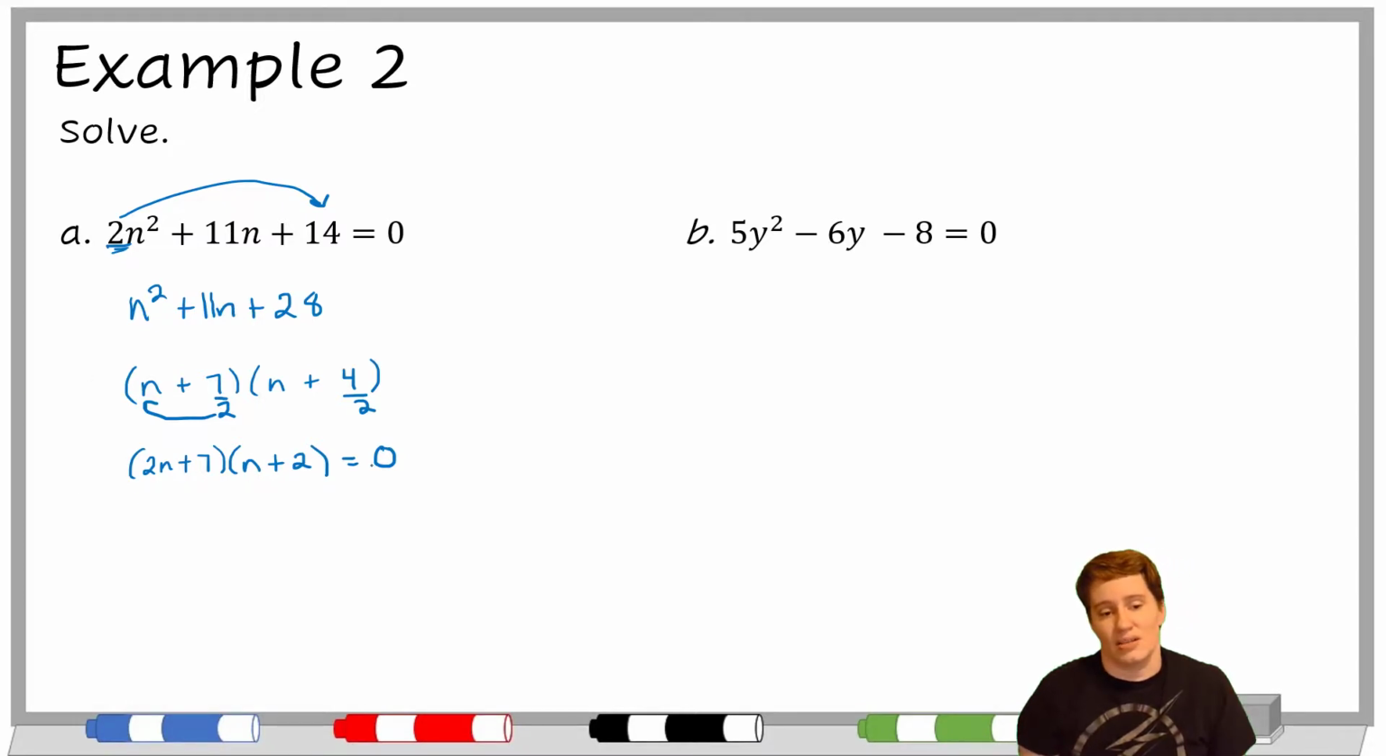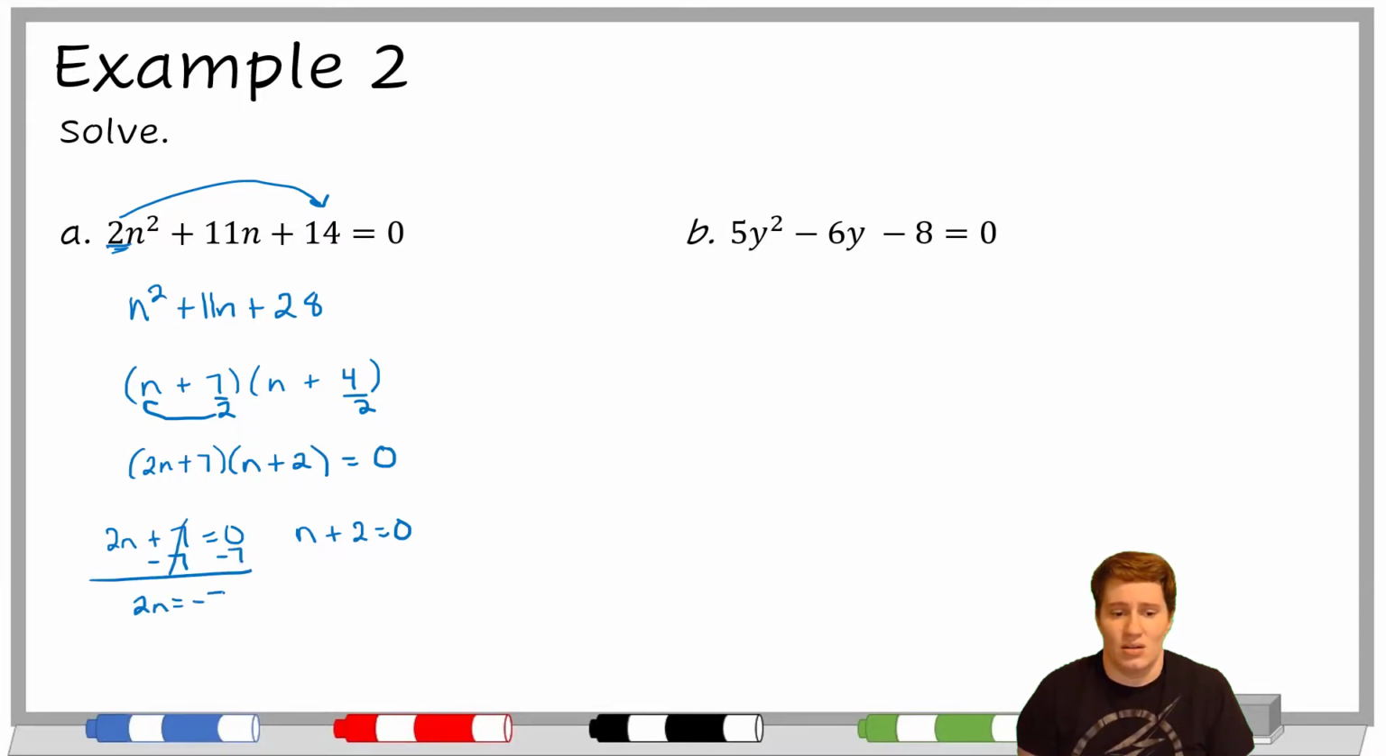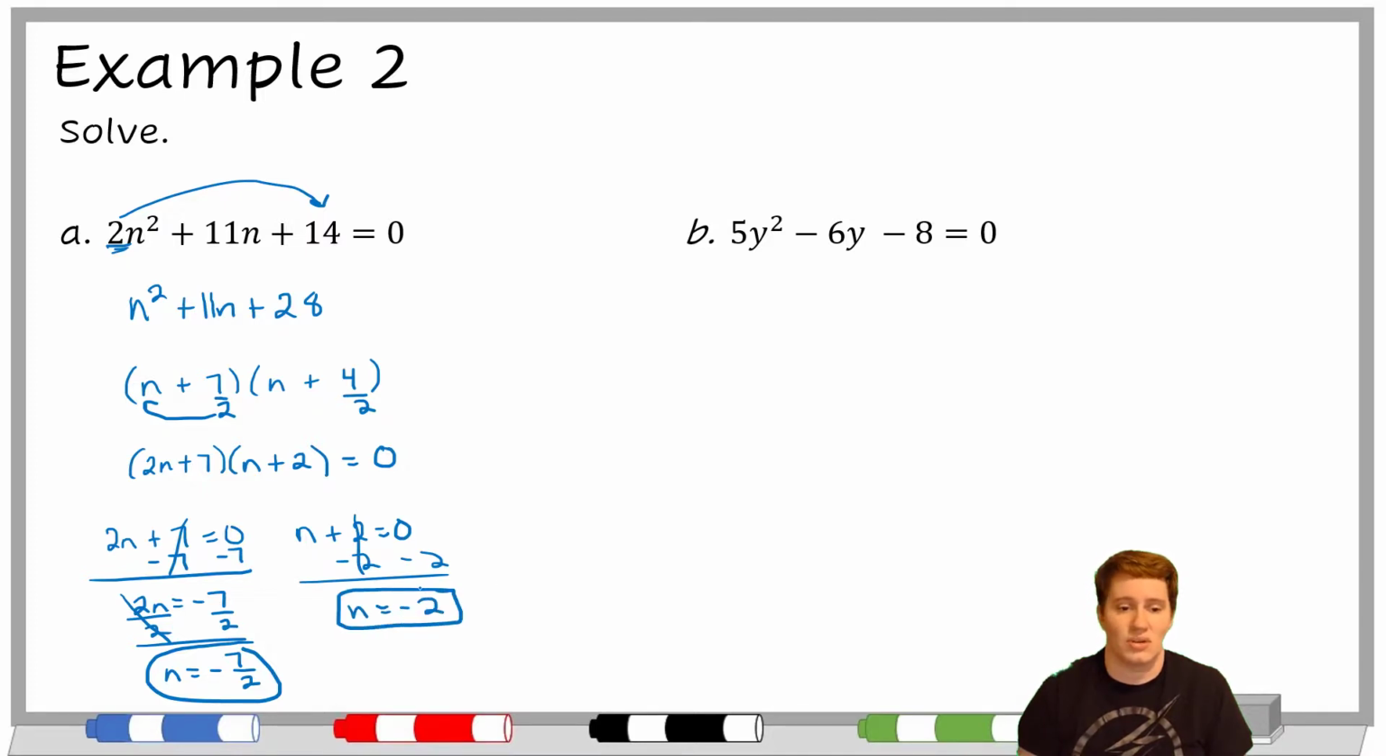And then we say, okay, I'm going to set each of these parentheses equal to 0. And this is where, if you've been doing it in your head, you may have to stop and ask, can I still do this in my head? It's not impossible, but look at this: 2n plus 7 equals 0. We're actually going to need to subtract 7 and then divide by 2. And so we get n equals negative 7/2. And then subtract 2 and get n equals negative 2. So there we go.